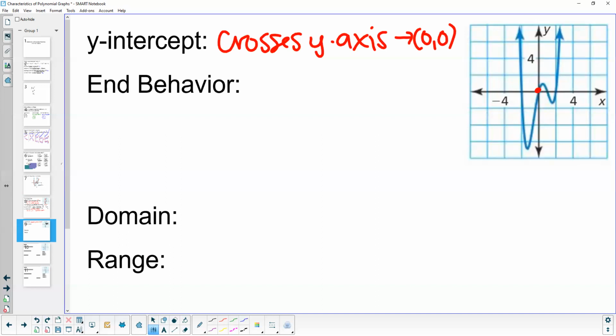So that's one piece. Our next piece is called the end behavior. This is what happens after it goes off the graph. So our end behavior is what happens when it goes off our graph.